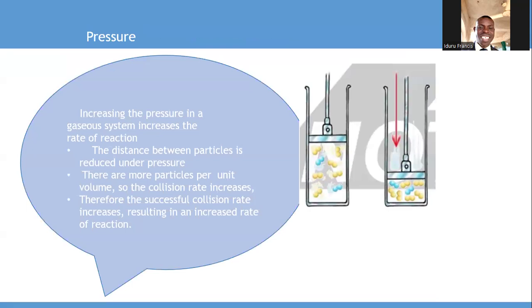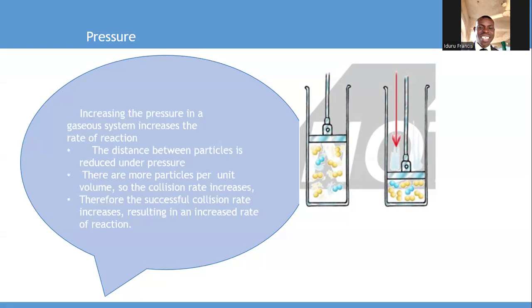The next slide will help us to understand another thing again: pressure. What do you mean by pressure? Look at the two diagrams here. The two diagrams here can be used to illustrate what we mean by pressure. Pressure and concentration actually mean the same thing, but pressure is for gases while concentration is for aqueous reactions.